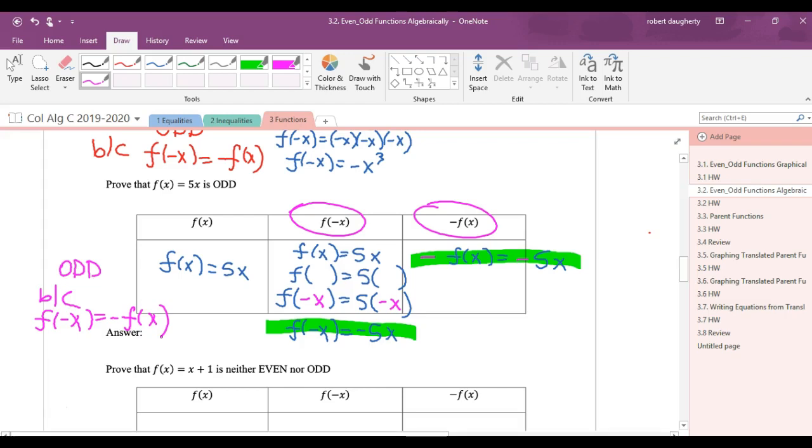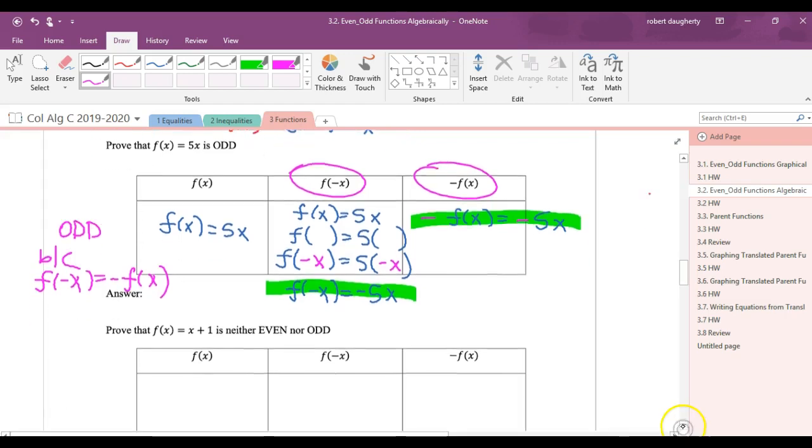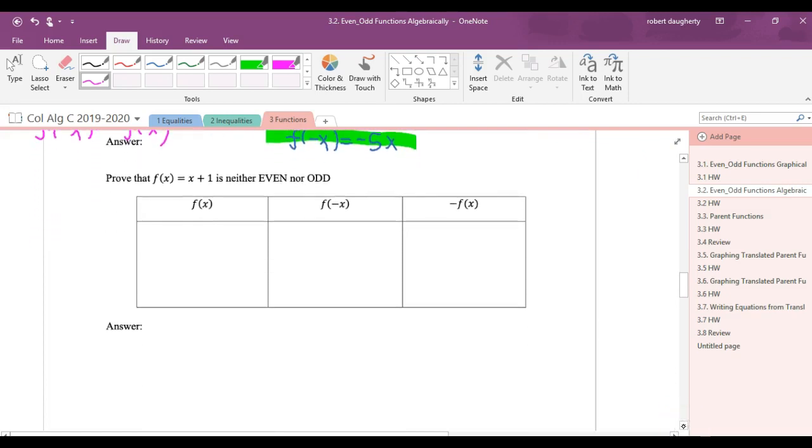Okay, let's look at the next one, and this is more likely what you're going to see. f of x equals x plus 1. Prove that this is even, odd, or neither. But here I'm telling you it's neither even nor odd. Let's just see how we get there. First step is to write down f of x equals x plus 1. And the reason I write it down here is so you've got this table and you can look and compare the different columns.